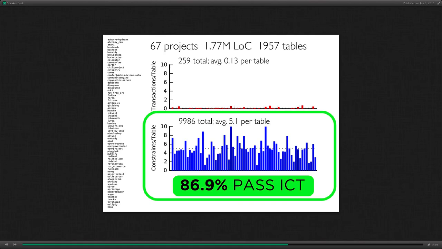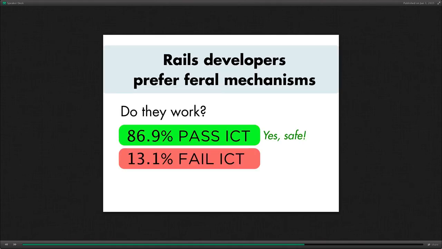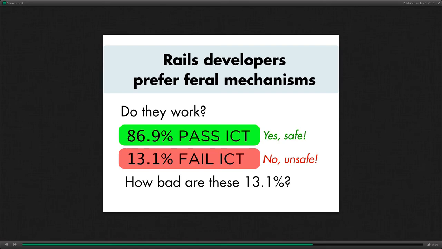Good news, 86.9% of those app-level validations and associations are I-confluent. Hooray! But math tells us that 13.1% are not. Because math. Some of them aren't, including, like, we just saw the uniqueness one. This is the one that they harp on the most because it's easier to understand, right? Also the primary key one. It's super useful, right? That seems like an important thing.